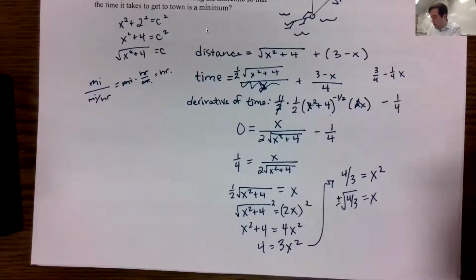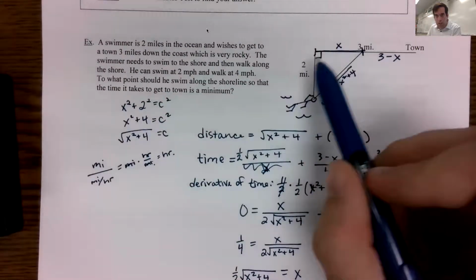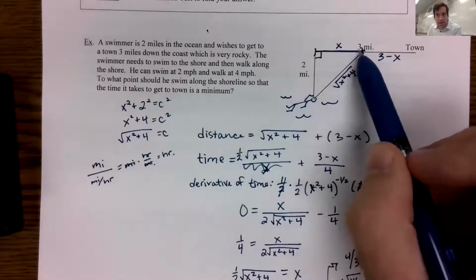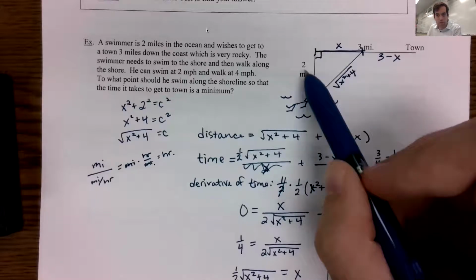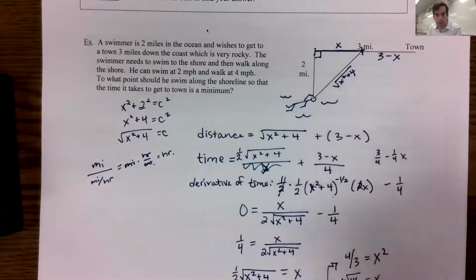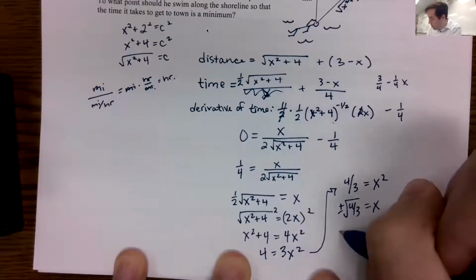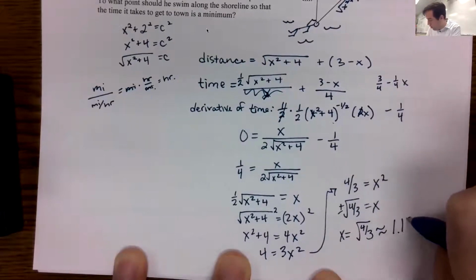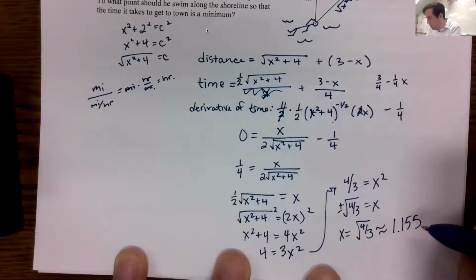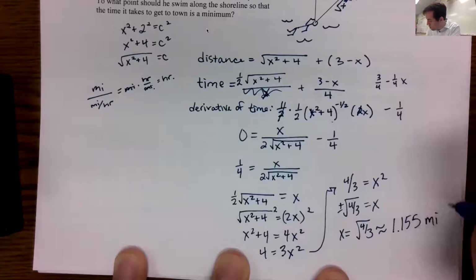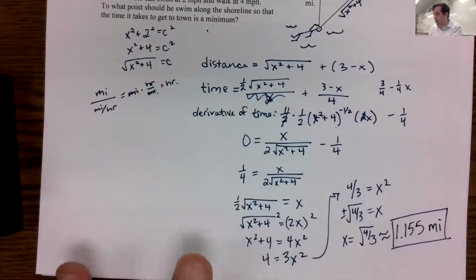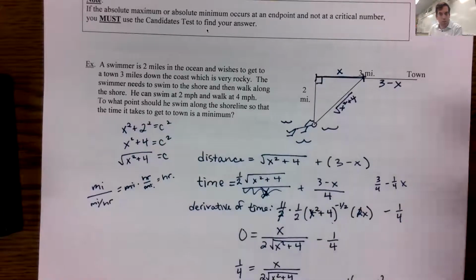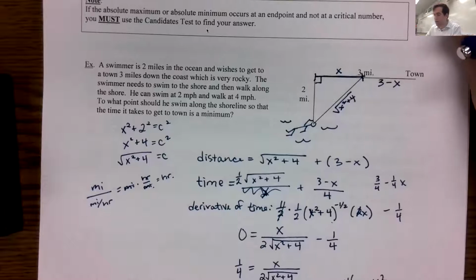And so we know based on our sketch that x is definitely going to be positive because it's a distance, it's a length. And a length is always positive. It wouldn't make any sense if the swimmer swam this way first and then walked to the town. There's no way that's a minimum. So our x is going to be the square root of 4/3, which is approximately 1.155, and this is in miles. So that's how long this length is. That's the point to which he should swim along the shoreline so that the time it takes to get to the town is a minimum.